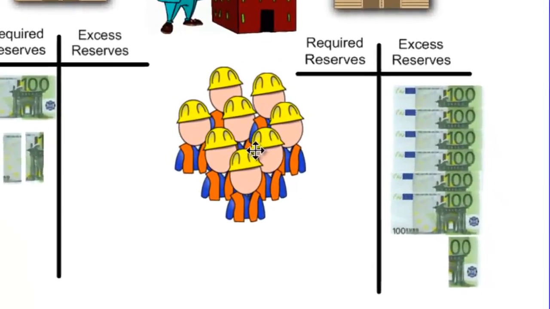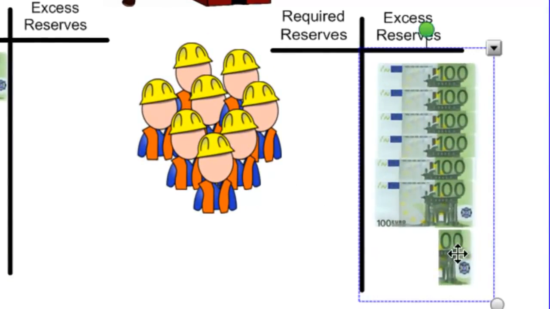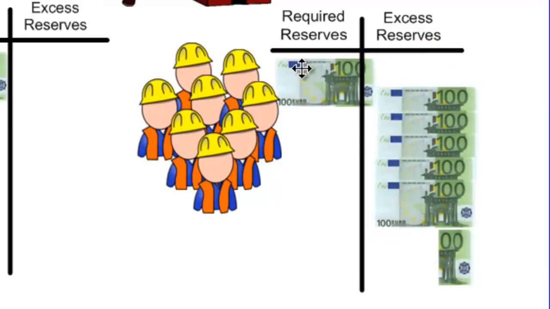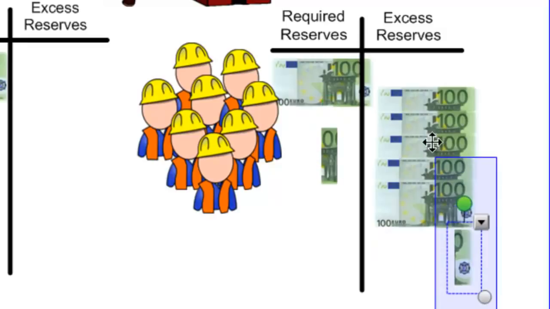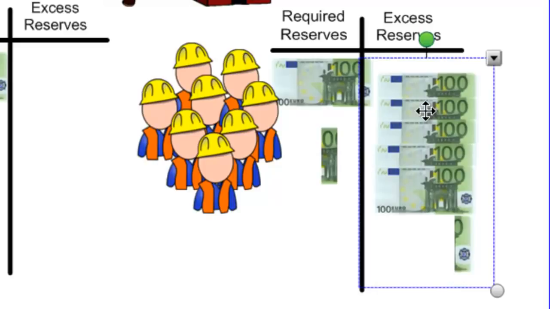With the required reserve of 0.2, 128 euros must be added to Bank C's required reserves. So we'll take another 100 out and another piece of this here. Now we have 128 euros in required reserves, leaving Bank C with 512 euros in its excess reserves. Of course, this process will continue.